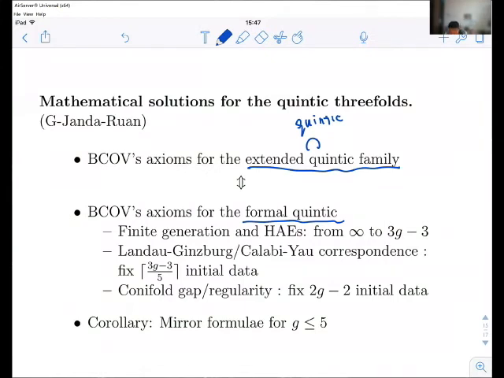And the last part is very interesting because we need something more. We need not only the conifold gap for the formal quintic theory, we also need the regularity for the formal quintic theory. And if we prove all of them, then as a corollary, we will prove the mirror formula for some lower genus. For this part, we can only prove this for genus lower than 5. So that's why we only prove the mirror formula for genus lower than 5.